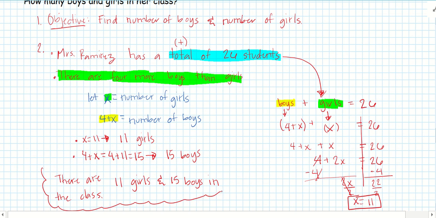Remember, we always wanted to give a final sentence for the result. Okay? So let's go ahead and do another example on applications of linear equations.